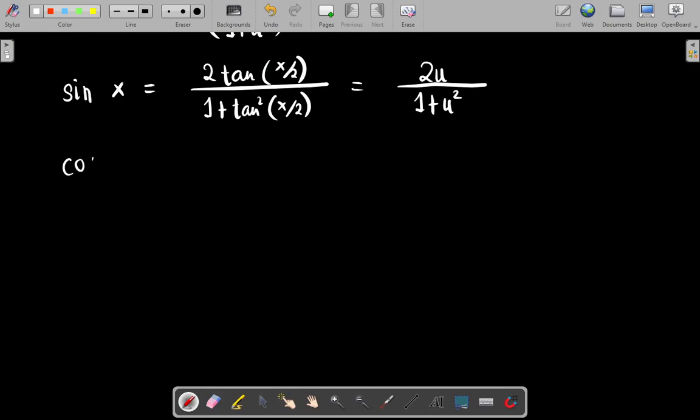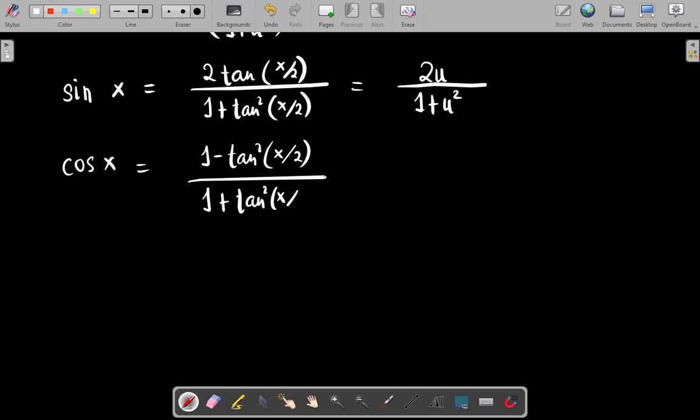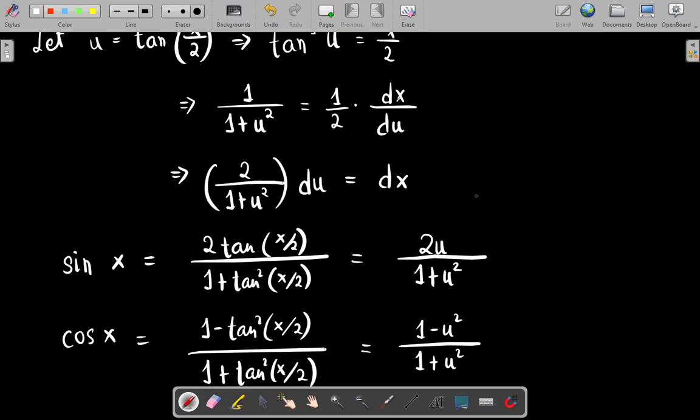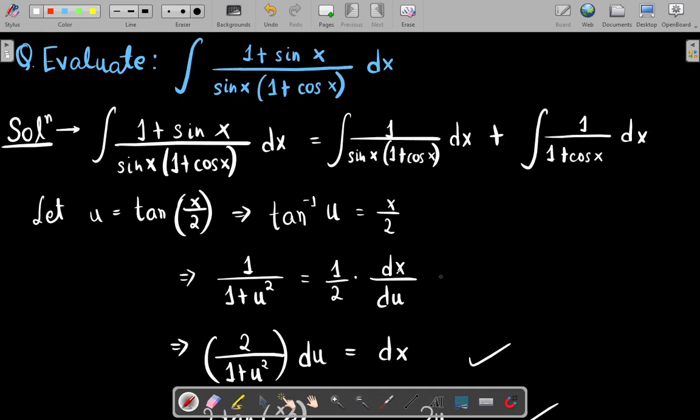Similarly, we have cos x, in terms of half of tan angle, which is 1 minus tan square x by 2 upon 1 plus tan square x by 2. So this just becomes 1 minus u square by 1 plus u square. These are the three relations that we will use and substitute in the above integral. This is dx, this is sin x, and this is cos x in terms of u. So let us now continue with this integral.